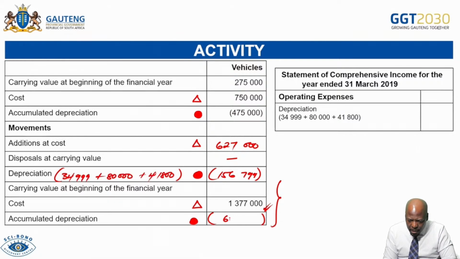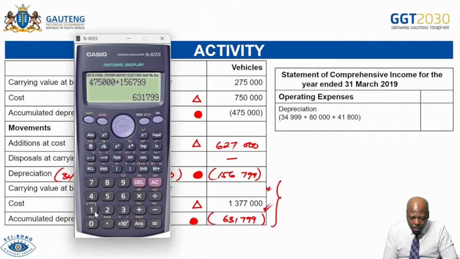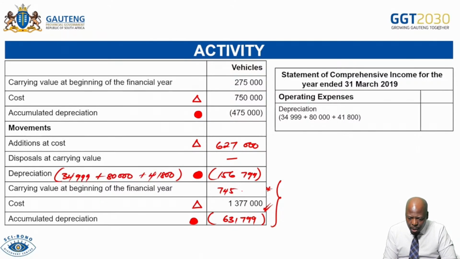So I come here, 631,799. Can I get carrying value? Certainly you can. How do I get carrying value? We're simply going to say 1,377,000 minus the accumulated depreciation of 631,799. Is that correct? Correct. And then you get your 745,201. Like that, then your note is completed.